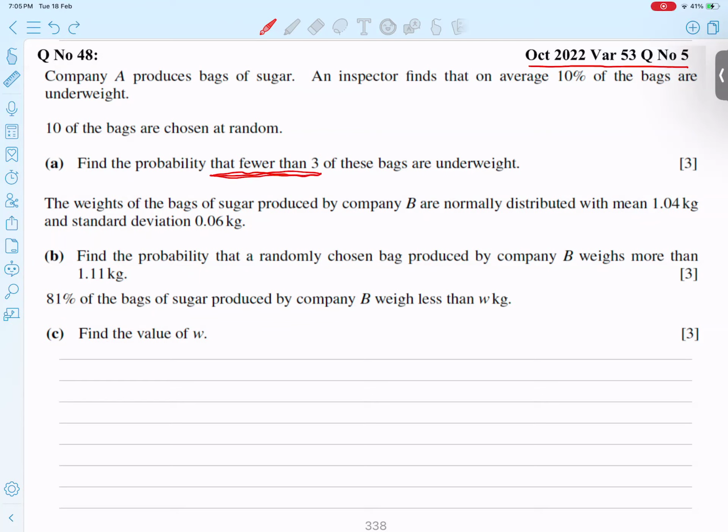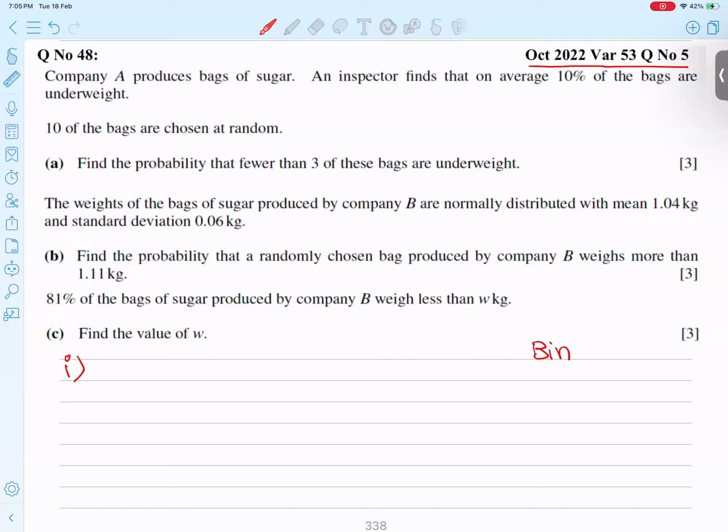Okay, let's see further. A company A produces bags of sugar. An inspector finds that an average of 10% of bags are underweight. So it means 10% of bags are underweight. 10 of the bags are chosen at random, and the sample is small. So most probably this is the topic of binomial. Let me write the word binomial.